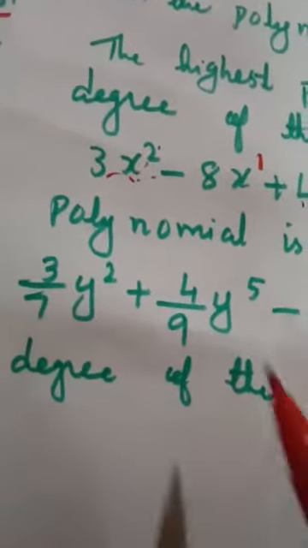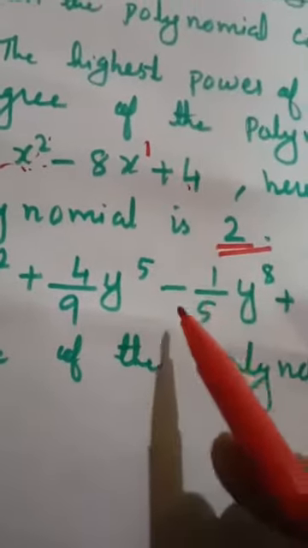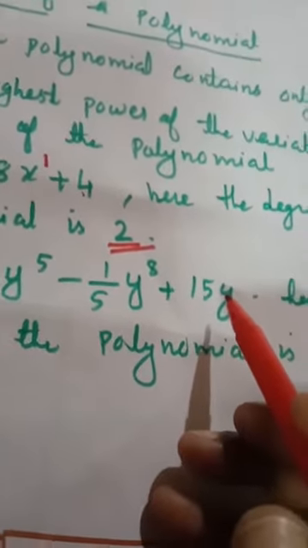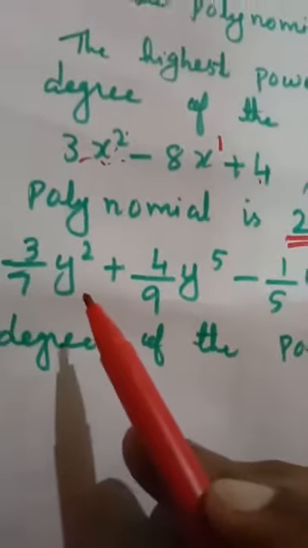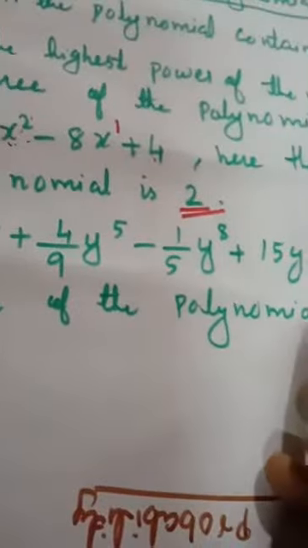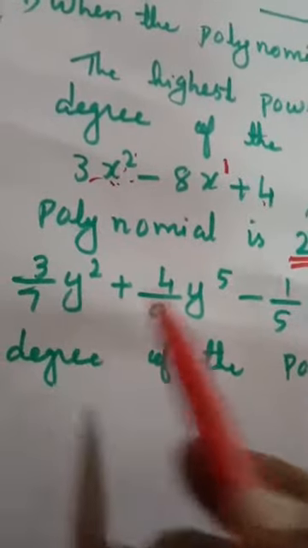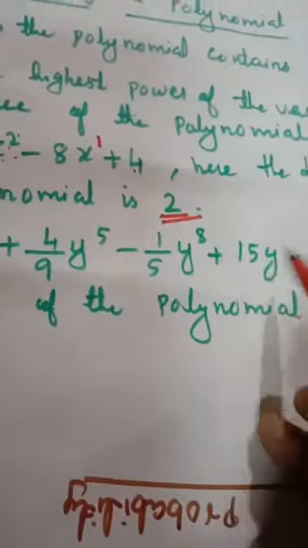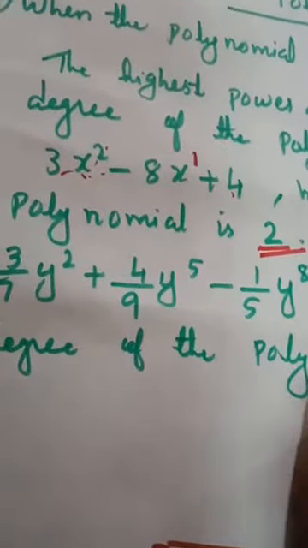Next, one more example. 3 by 7 y square plus 4 by 9 y raised to 5 minus 1 by 5 y raised to 8 plus 15y. This is also the same type of variable. One variable means only one type of variable, that is y. Here all the terms contain y as variable. Here degree means highest power of the variable.